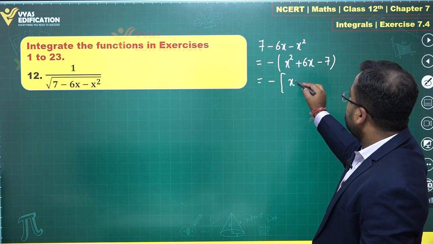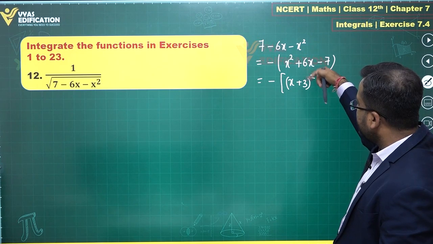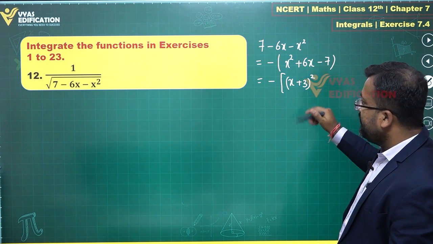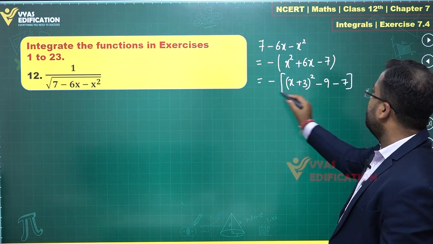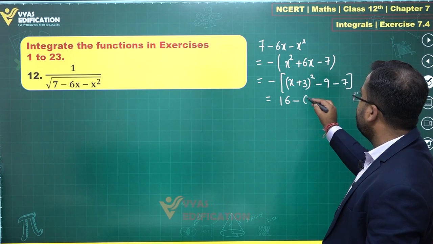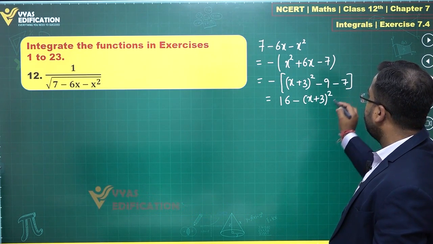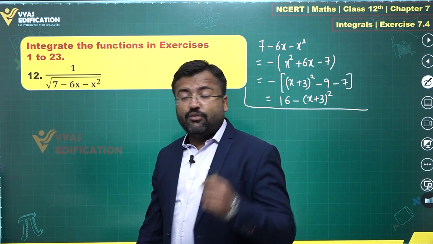So this becomes x plus 3 squared. Okay, x plus half of 6 is 3. The extra term will be 3 square. We'll have to subtract 3 square, that is 9, minus 7 is already there. This is 16 with a minus, that will become 16 minus x plus 3 square. This is the form that we are looking at. This is the required form, converting into perfect square.